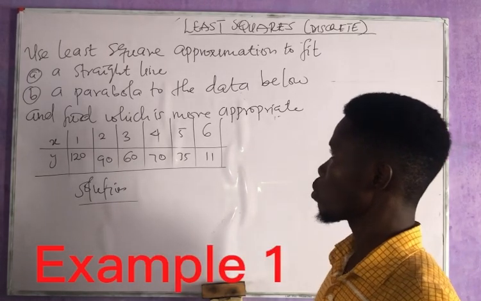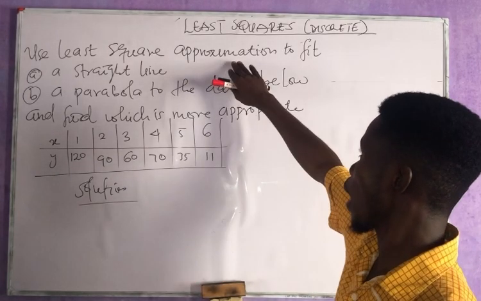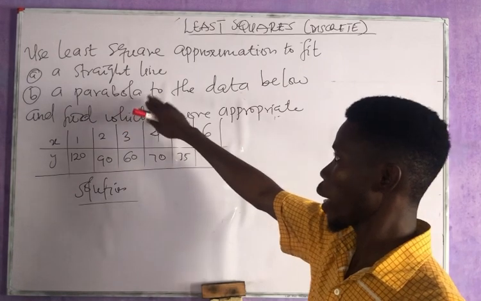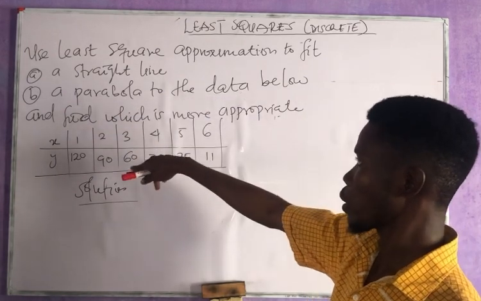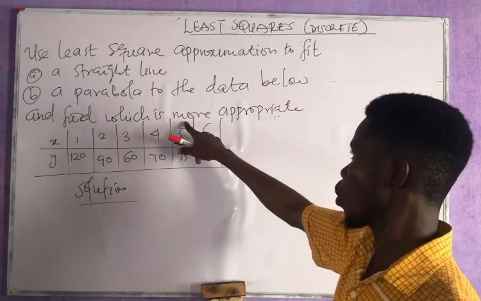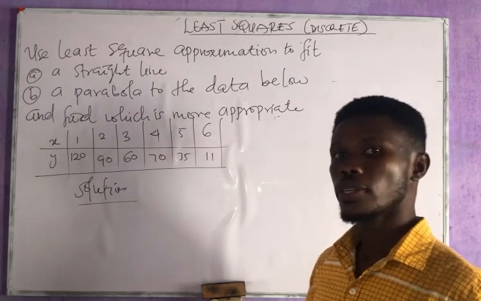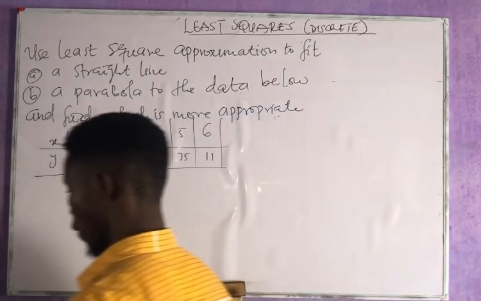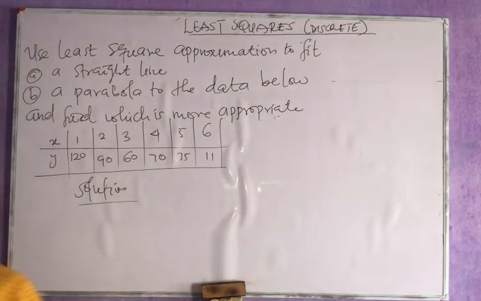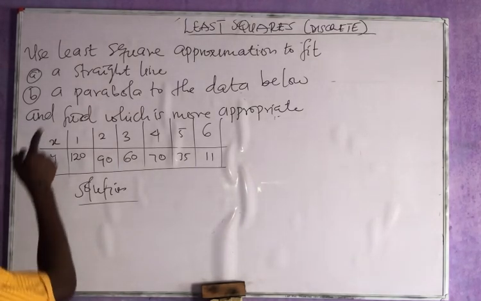The question is saying that I should use the least square approximation to find a straight line and a parabola to fit the data below, and find which is more appropriate. Now, how do you do this? Let's start with A. This is a straight line.